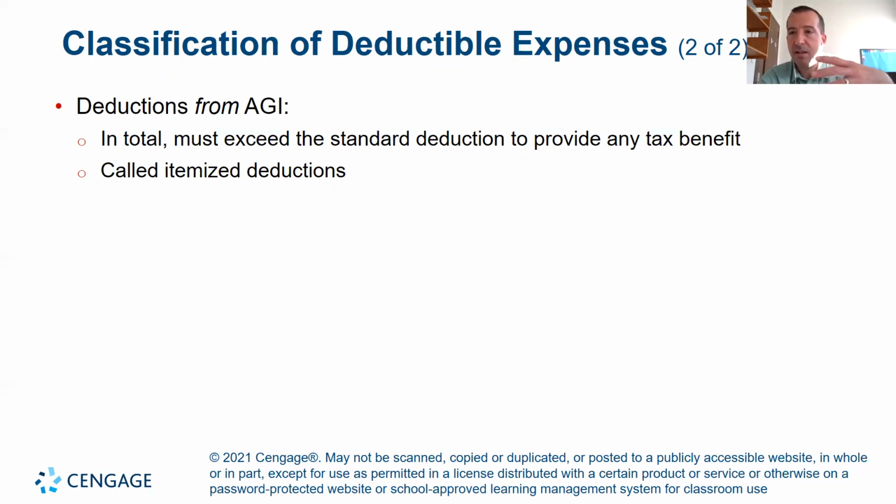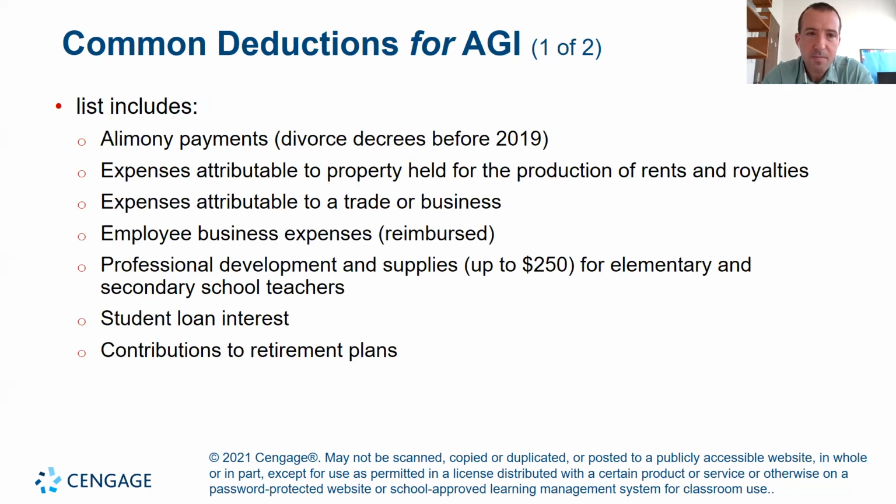So the order to work is we have gross receipts, right? And then from the gross receipts, we have our deductions for, or above the line deductions for adjusted gross income. That gets us to adjusted gross income. Once that's calculated, we then have our deductible expenses, which we can deduct from that adjusted gross income calculation, which gets us to taxable income.